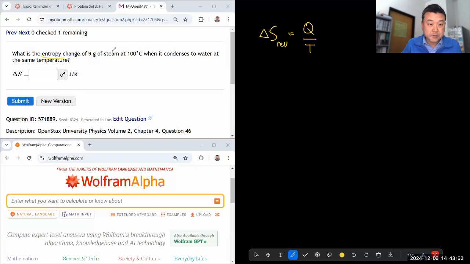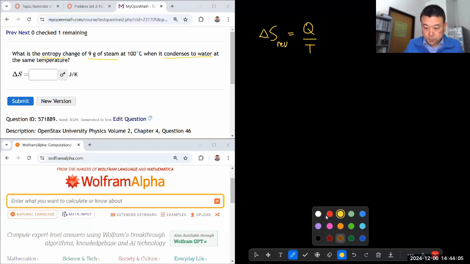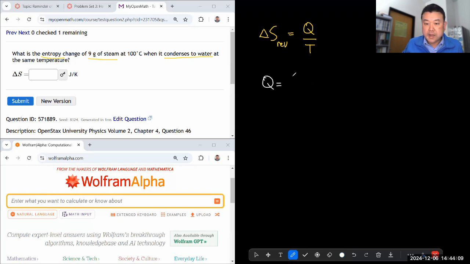It's pretty simple. You've got 9 grams of steam that's going to be condensing to water, so entropy is going to be going down. For this question, the transfer of heat is easy. The absolute value is the latent heat of vaporization times the mass, so I do need the latent heat of vaporization.